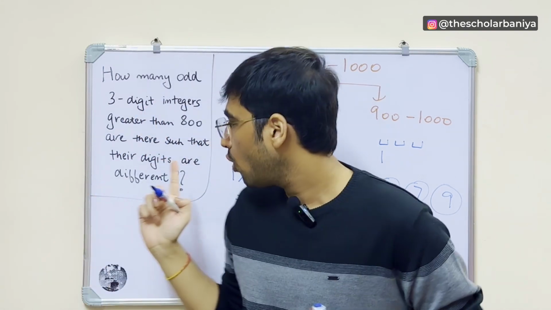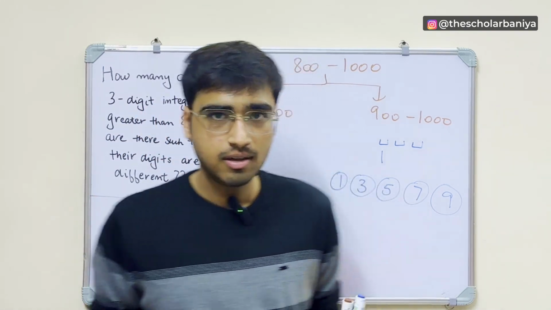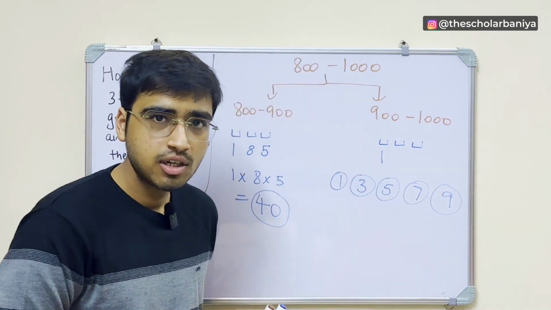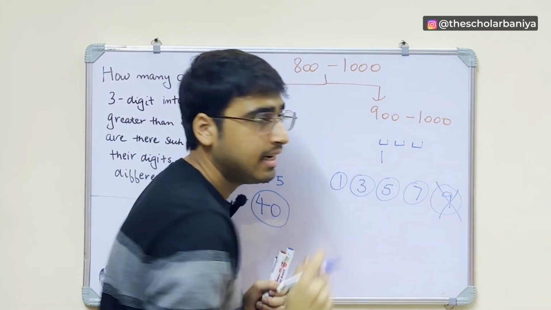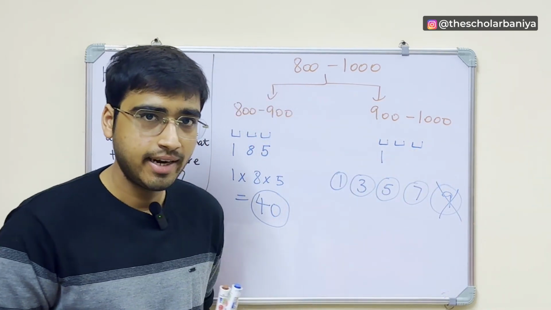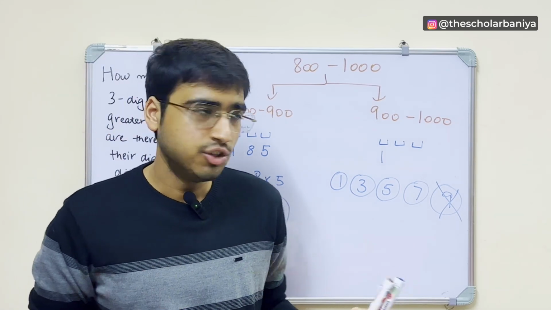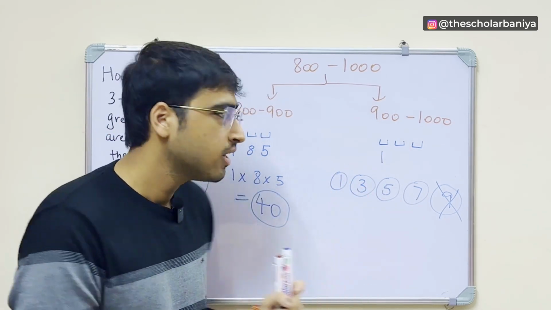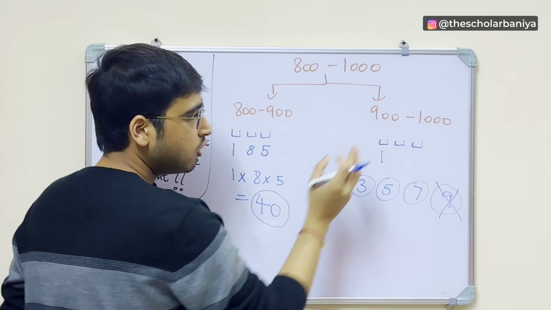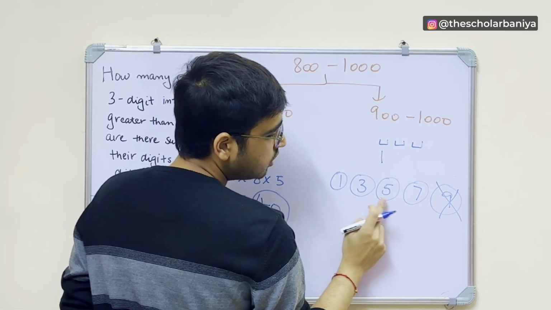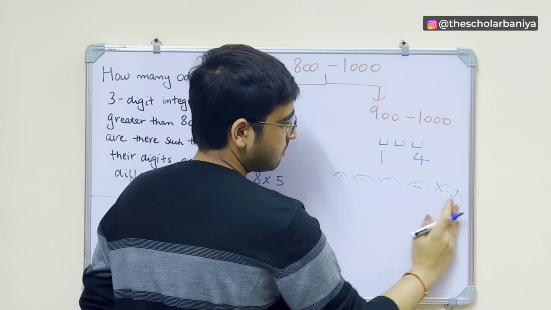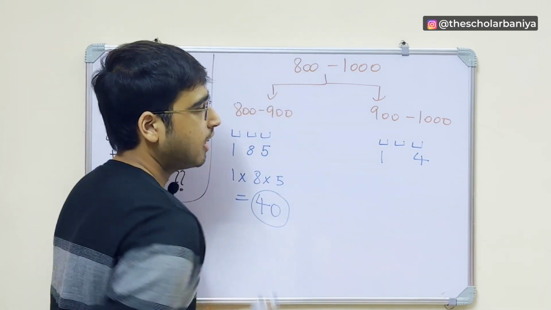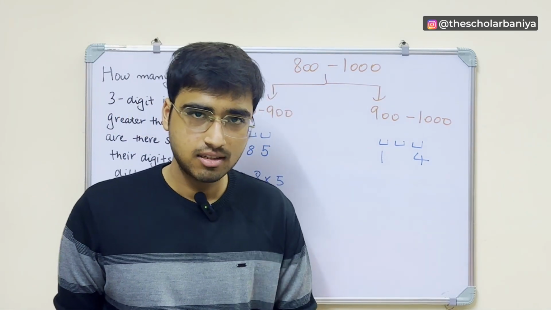But we know that all the digits should be different. And what is the first digit? The first digit is 9. So therefore we cannot have 9 as the last digit, because 9 is the first digit. So practically, how many options do we have left? 1, 2, 3, 4. So we have 4 options left with us. I hope this makes complete sense.